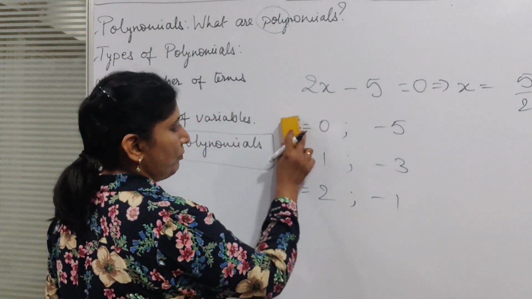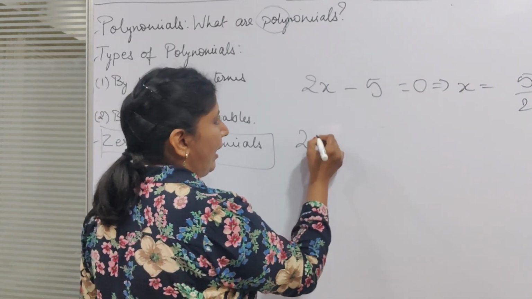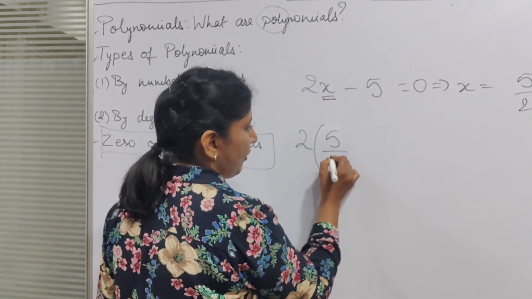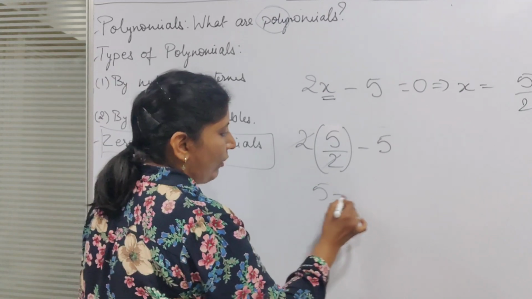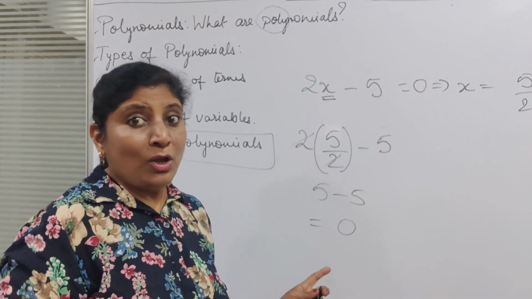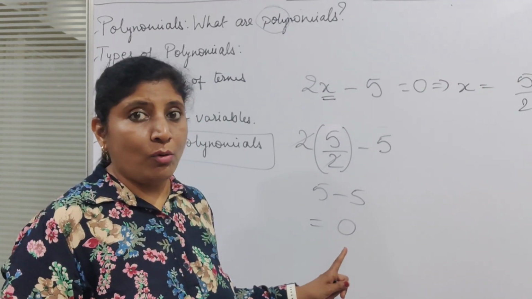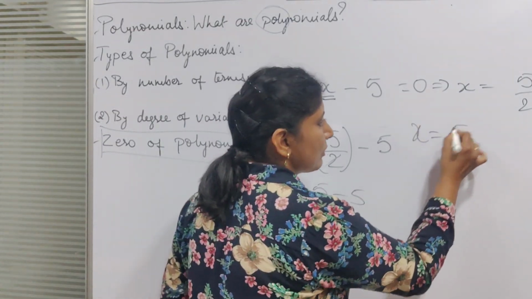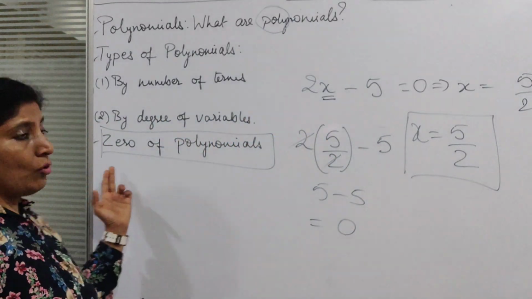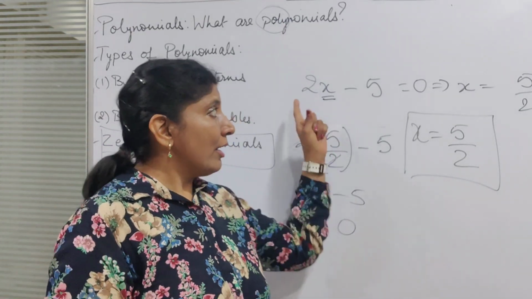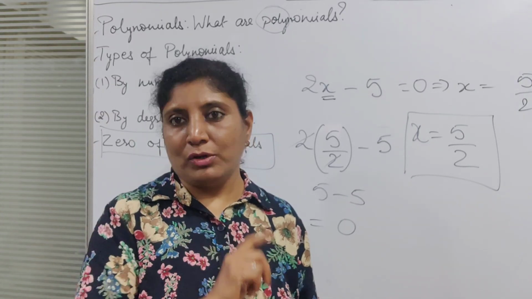Let's check. I'm rubbing this out. Let's keep 2, and instead of x I want to keep 5/2, and -5. Let's see what happens. See, this is multiplication, the 2 cancels with the 2, 5 minus 5 is equal to 0. Ultimately I wanted 0, and I did get 0. So now what will be the zero of polynomial? The zero of polynomial will be x equals 5/2. This 5/2 is my zero of polynomial, which if I put in the expression, the final value of the expression will be 0, and that is called the zero of polynomial.